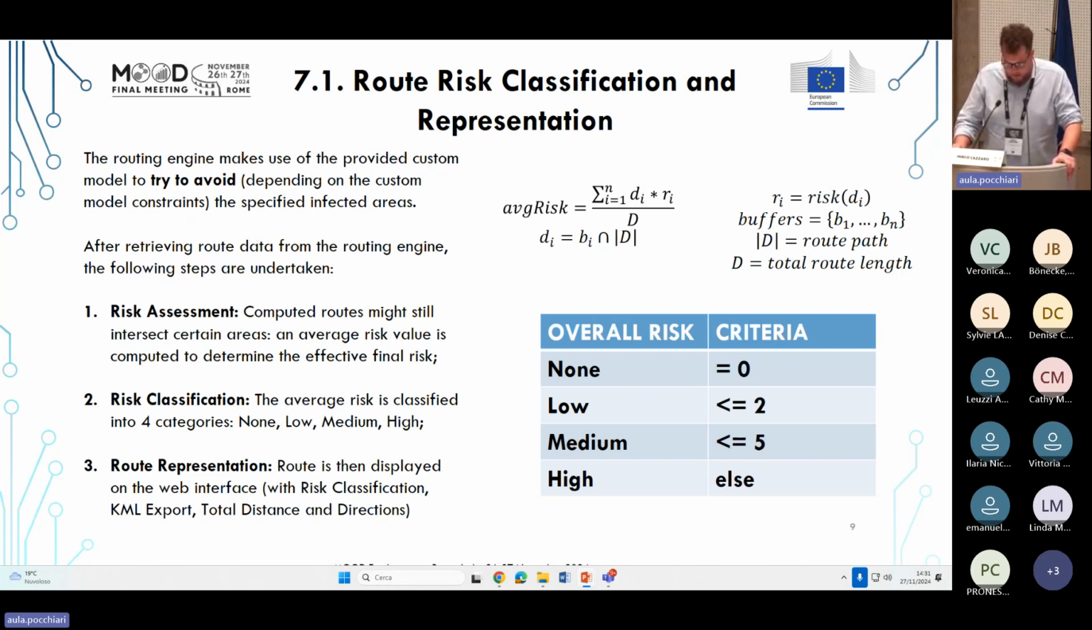Basically, the risk is retrieved, and it is classified to be no risk if the path does not really cross any risk area. It is low if the overall average risk is under 2, medium if it is between 2 and 5, and it is considered to be high otherwise.